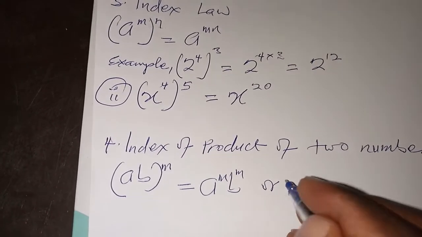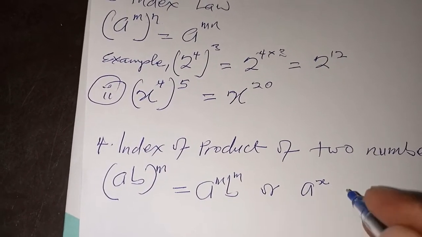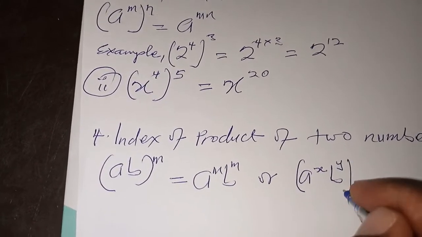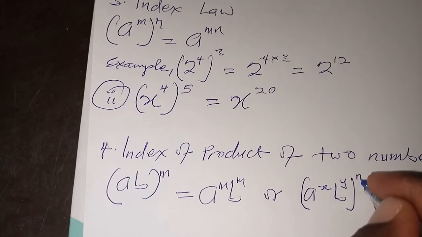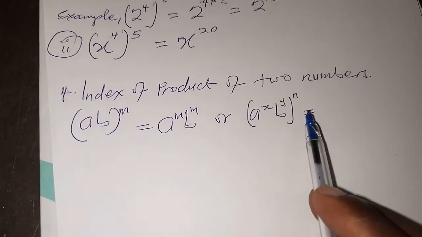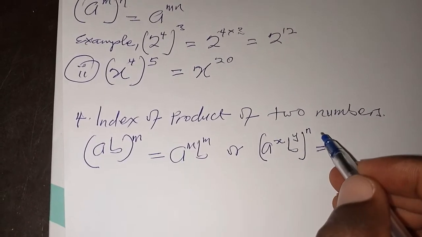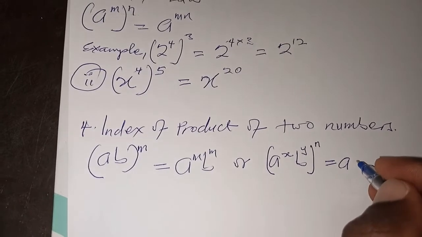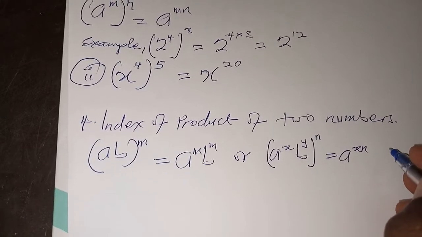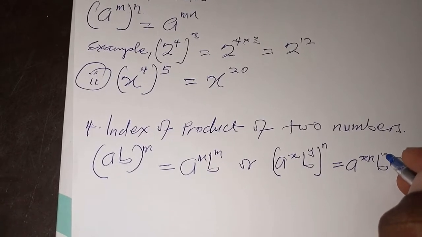Or an additional one, (a^x b^y) together carrying an exponent n. That answer doesn't change. Remember, it is just an upgrade of the third one. So this is carrying an exponent and is together carrying an exponent again. So we are going to get a exponent xn, then b exponent yn.